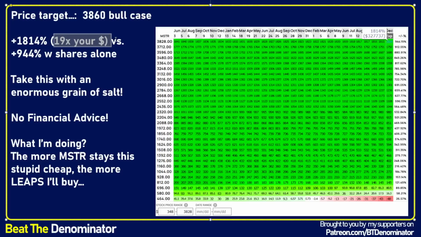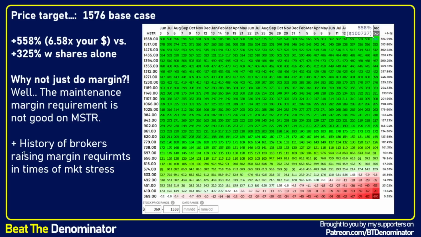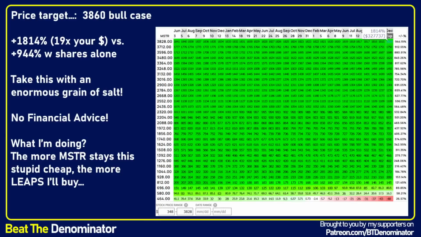In that case, 19 times your money versus about 10 times your money if you were to just own the shares. So we find about 2x with the LEAPS once again. But again, this is just a mind-blowing return in the bull case scenario. When I look at MSTR LEAPS, I'm like, this is the epitome of an asymmetric bet, because keep in mind that we're looking at a 6.5x in my bear case. We're looking at a 20x in the bullest case that I got, and what's the risk? Losing everything. So your risk, quote unquote, is a 1x, but your max gain is potentially a 19x. So you see the asymmetry here.